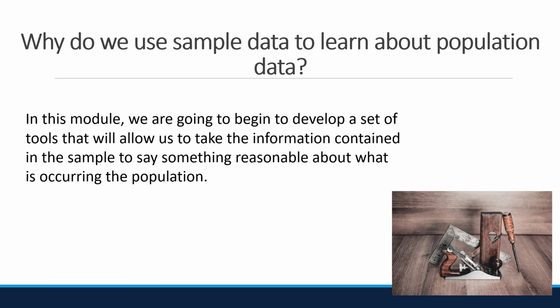In this module, we're going to begin to develop a set of tools that will allow us to take the information contained in the sample to say something reasonable about what is occurring in the population. We will accomplish this by studying the behavior of the statistic and then see what the behavior of the statistic suggests about the parameter. Notice that the parameter is the information we really want, but usually only get to observe the statistic. It is vital at this point to emphasize that the vocabulary and notation are essential for the course. Make sure to keep track of definitions and ideas.